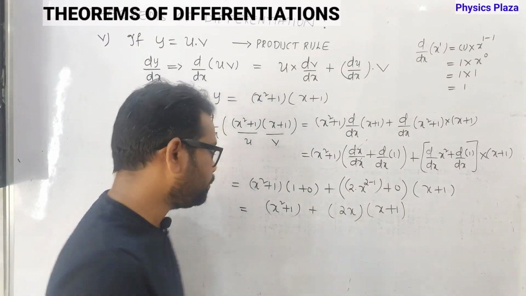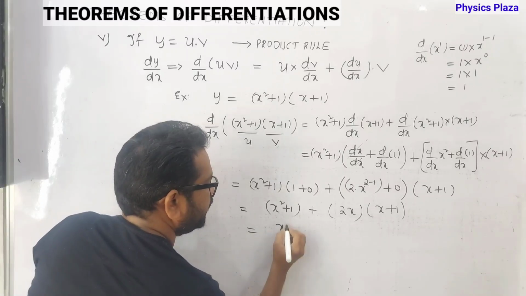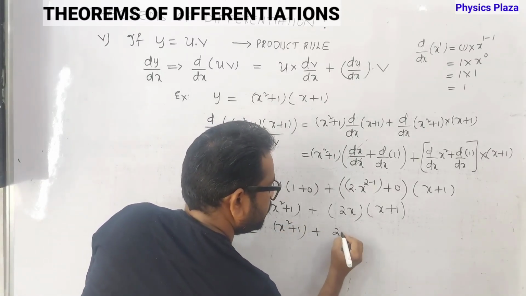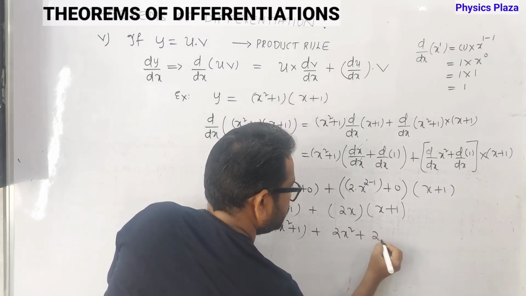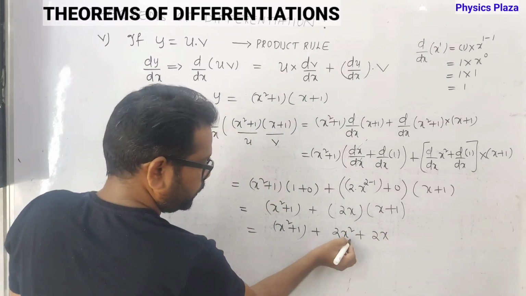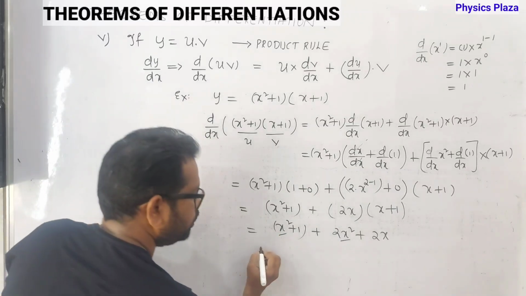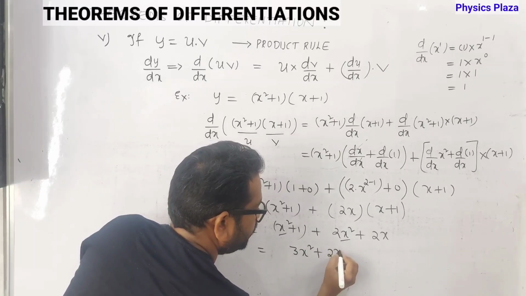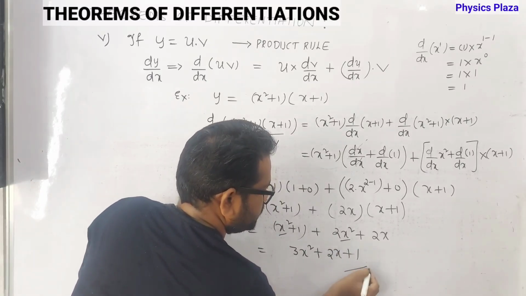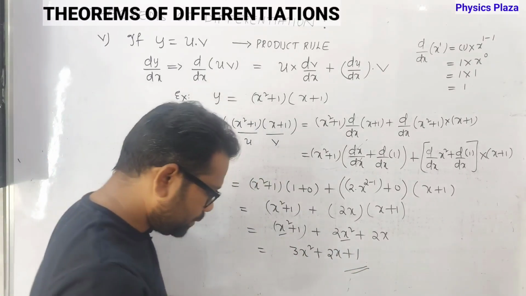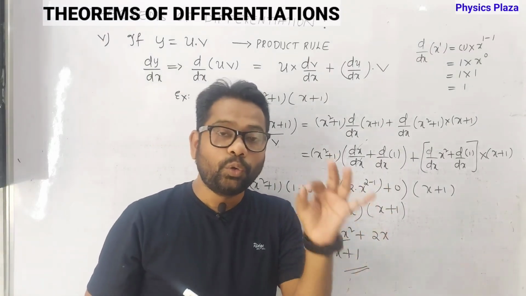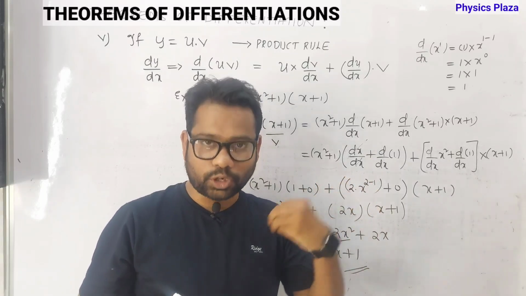If you want, you can simplify more, that is x square plus 1 plus, you multiply inside, this is going to be 2x square plus 2x. Now 2x square plus x square, this is going to be 3x square plus 2x plus 1. So this is the answer. Children, again I am telling you, whether you take this example or any other example, we need to understand how to apply the product rule.